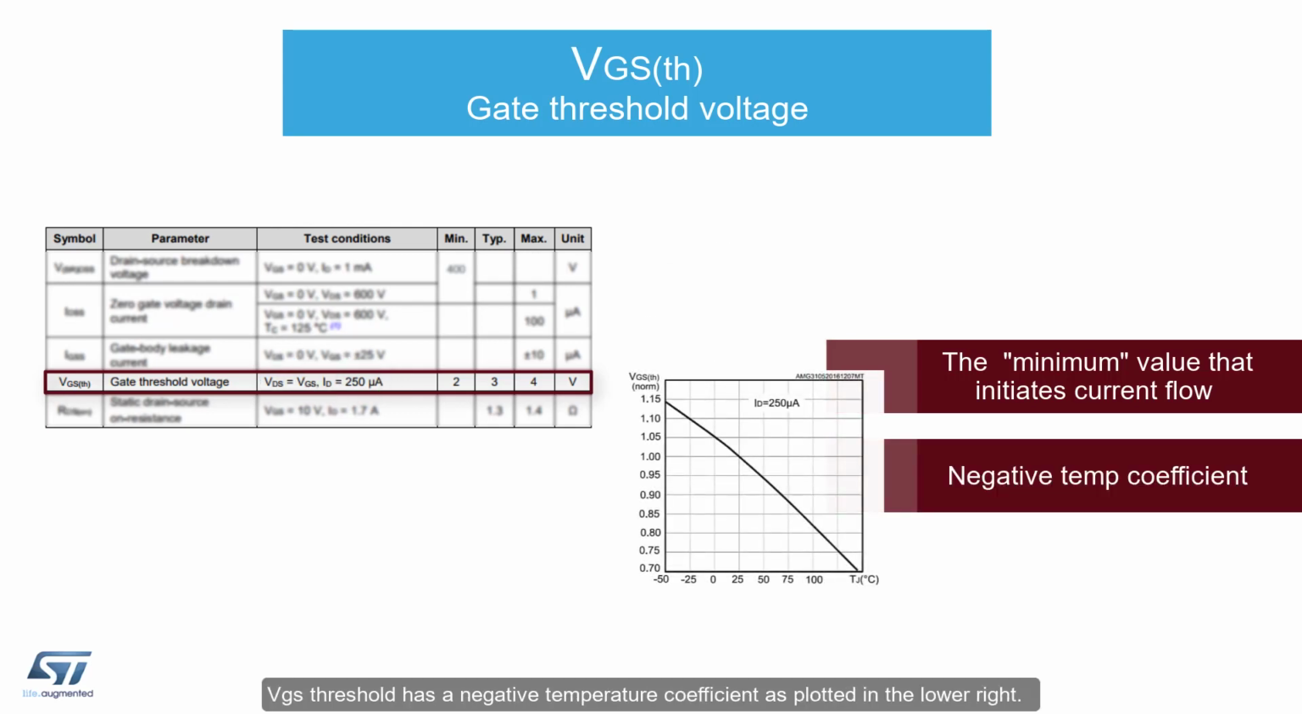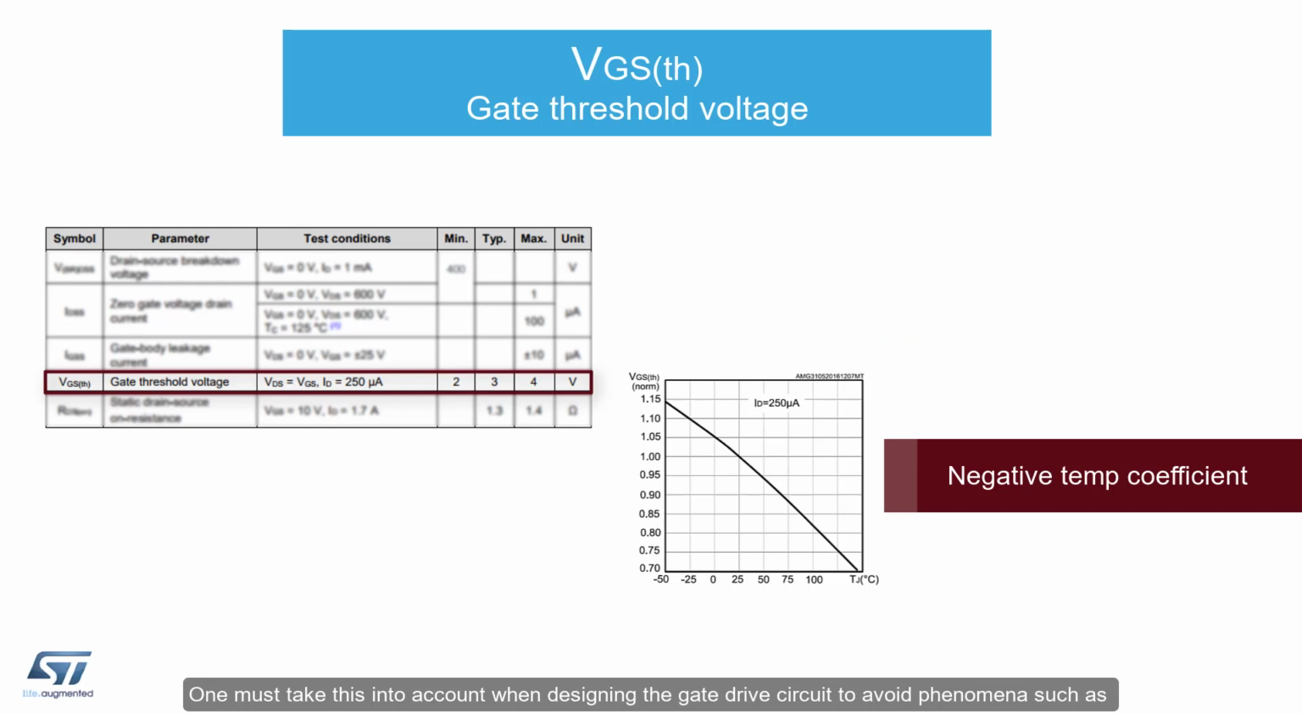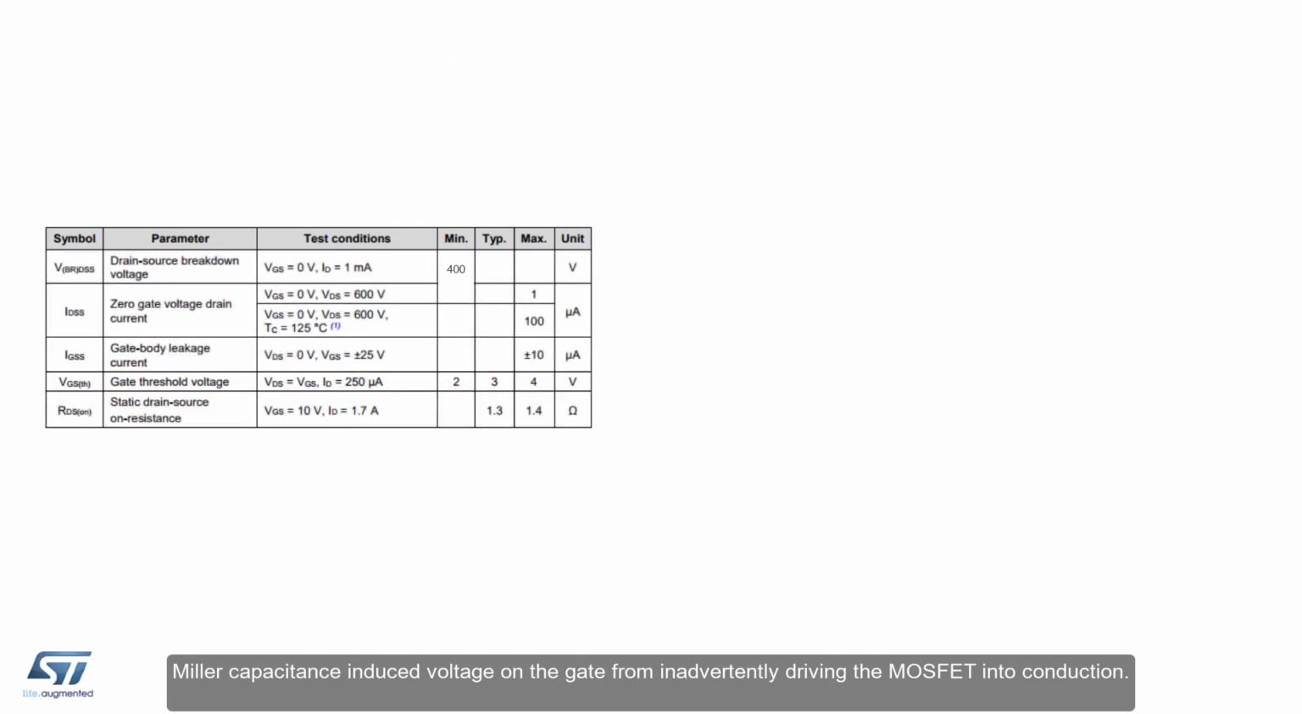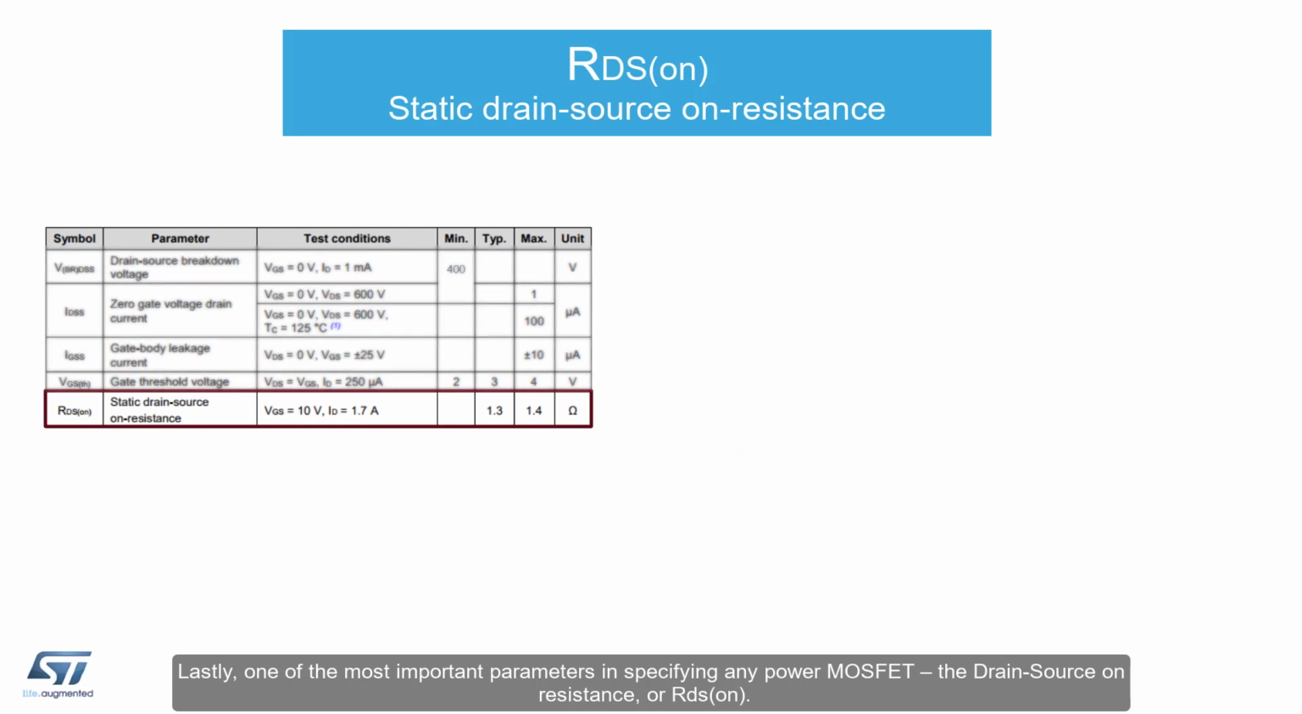VGS threshold has a negative temperature coefficient as plotted in the lower right. One must take this into account when designing the gate drive circuit to avoid phenomena such as Miller capacitance-induced gate turn-on. Lastly, one of the most important parameters in specifying any power MOSFET, the drain source on resistance, or RDS-on.